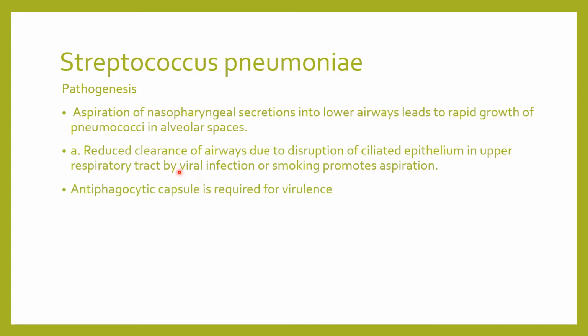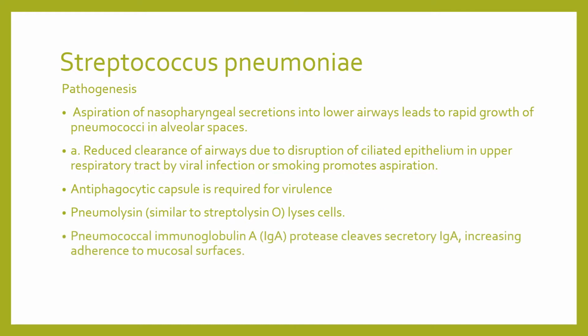The presence of the capsule, which has an antiphagocytic property, is required for virulence. Streptococcus pneumoniae has pneumolysin, which is similar to streptolysin O and can lyse cells. It also has pneumococcal immunoglobulin A protease, an enzyme that cleaves secretory IgA, thus increasing adherence, or stickability, to the mucosal cells. Strep pneumoniae also contains neuraminidase, which promotes bacterial spread in your alveolus and in your tissue.